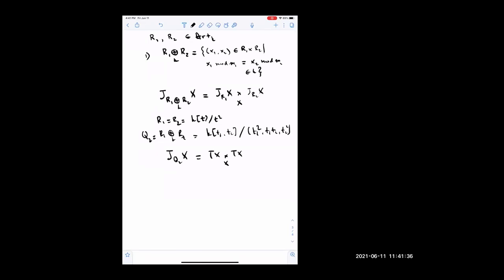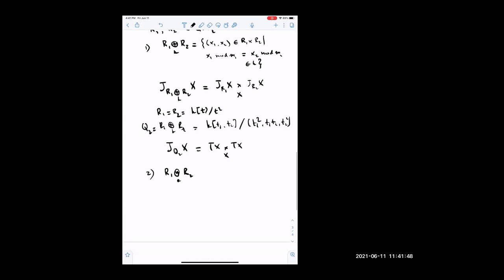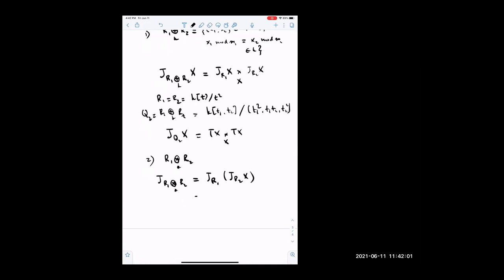The second structure is somehow more interesting. When you look at R1 tensor over K with R2, you can easily see that the J of R1 tensor over K of R2 is J R1 of J R2, the jet scheme of the jet scheme. And so we have two different isomorphisms. This one is J R2 of J R1 of X. So we start being a bit more interesting.